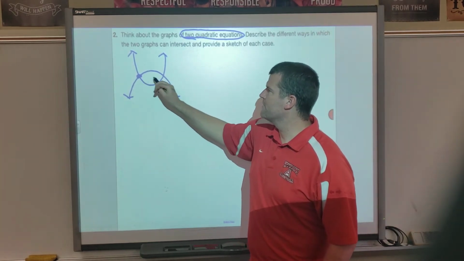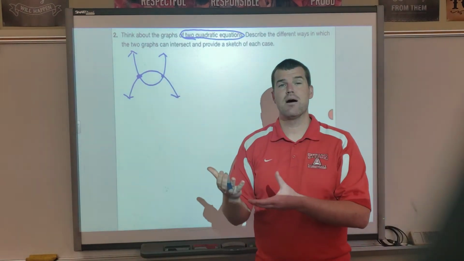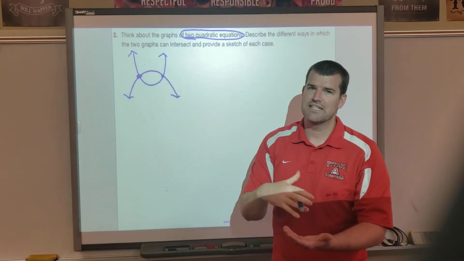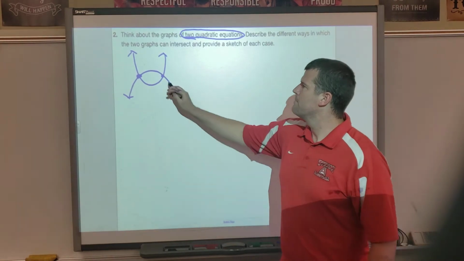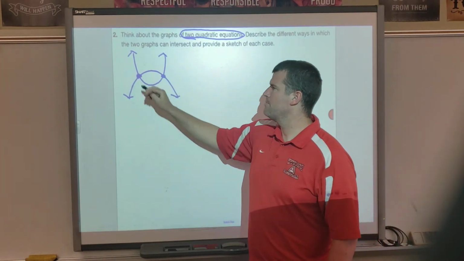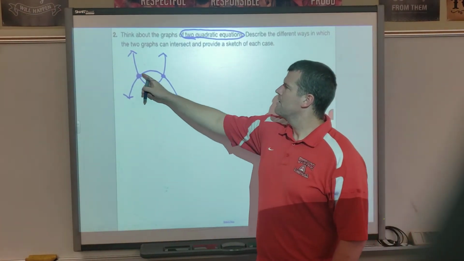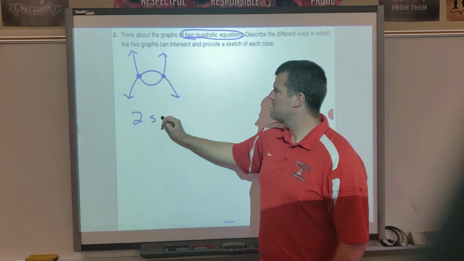And it can look a lot different than this. Both of them can actually be opening up and still cross in two places. They can both be opening down and still cross in two places. But this is one of the more common examples. So it's possible that we get two solutions.